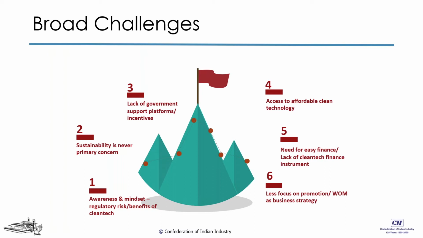Second is sustainability is never the primary concern. For various reasons, MSMEs do not really consider sustainability to be one of the primary concerns. The primary concerns still are around employment, production, etc. But sustainability always takes the back seat. The point I'm trying to make is that sustainability has to become a core element of business decision making. A good example of that could be green procurement policies.